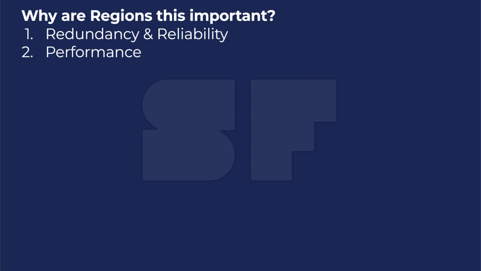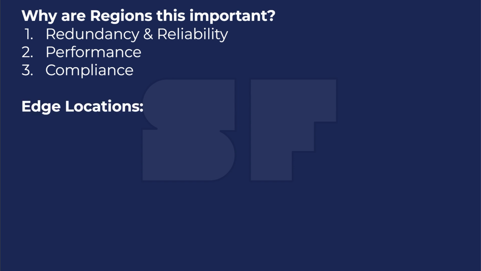Secondly, performance. By choosing a region close to your users, you can reduce latency and improve performance. For example, if most of your users are in Europe, hosting your application in the Frankfurt region will make it faster for them. Thirdly, compliance and data residency. Some industries or governments require data to stay within specific countries. AWS has regions in many locations to help you meet these requirements.